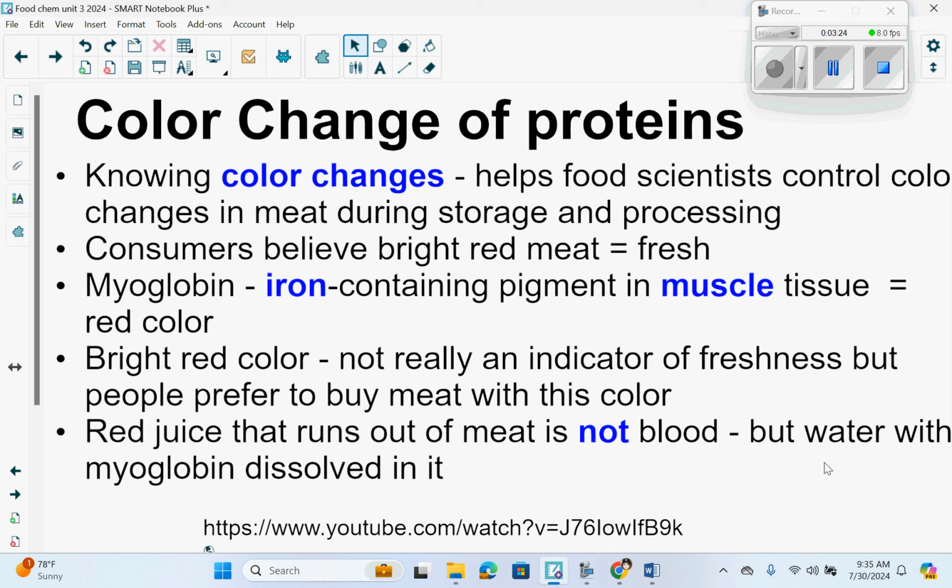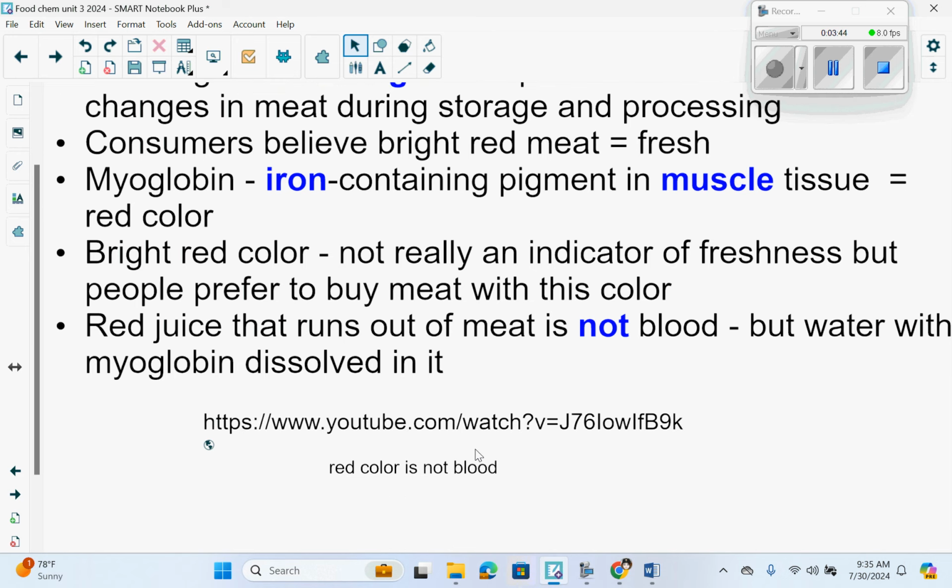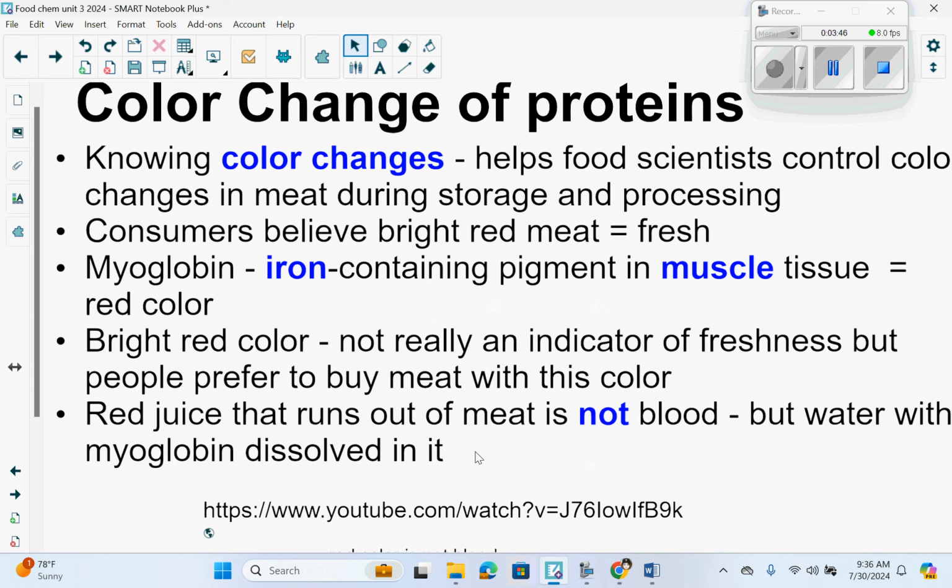So a bright red color is not really an indicator of freshness, but people prefer to buy meat with this color. Now, the red juice that often runs out of meat, if you're ever handling raw meat, is not blood. It's water with the myoglobin dissolved in it. And I often show this video just to make sure you understand that the myoglobin is not blood.